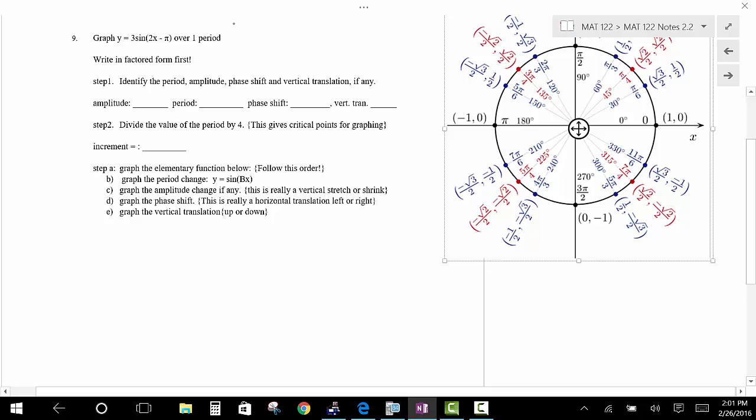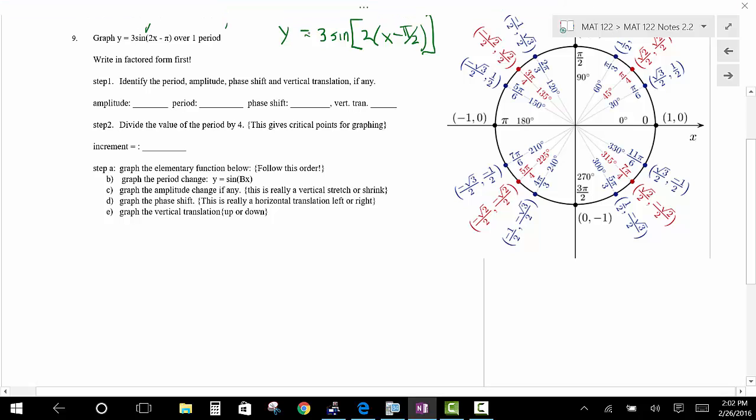Okay, so the first thing we have to do on a problem like this is we have to put this in a factored form so that we can figure out the phase shift. Okay, so this is going to be y equals 3 sine, and we're going to factor the 2 out. So we're going to get that worked out like that. So that is the factored form. Okay, factor that 2 out.